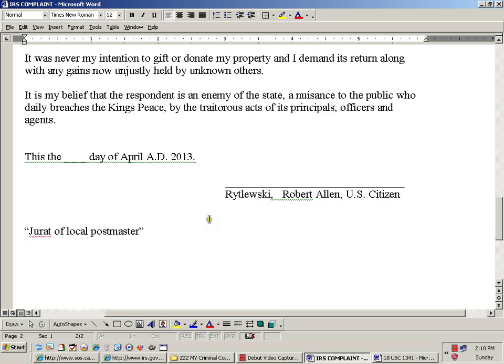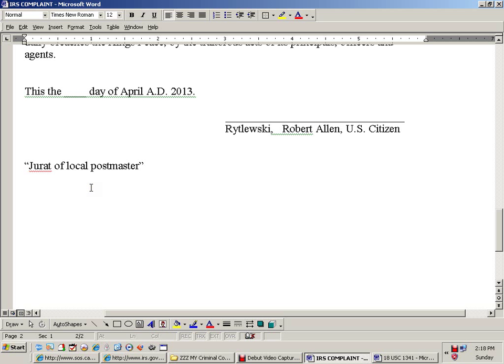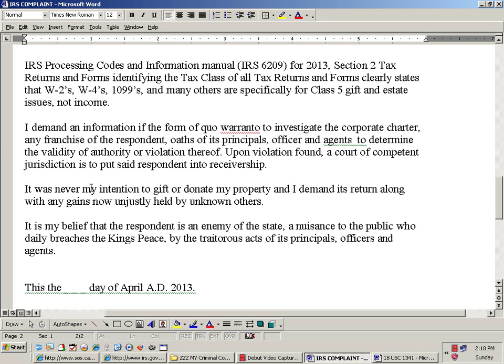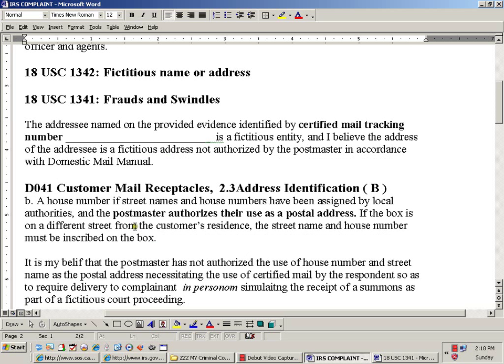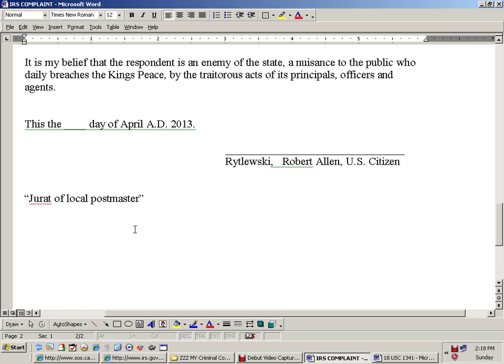Whatever day it's going to be, I'll take it down to the postmaster and say, I want to put a complaint in to the post office inspectors in charge. And that came out of this Code of Federal Regulations, Title 39, subsection 50-4300, Inquiries and Complaints. It says you give it to the postmaster inspector in charge. Okay, so I'm going to go down and have my postmaster put her jurat on here, give them a complaint, give them the evidence. This unopened piece of mail with a certified mail number on it shows that the respondent is using a fictitious name through the mail to commit mail fraud.